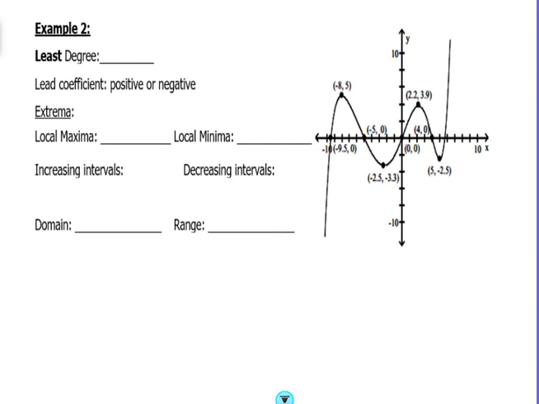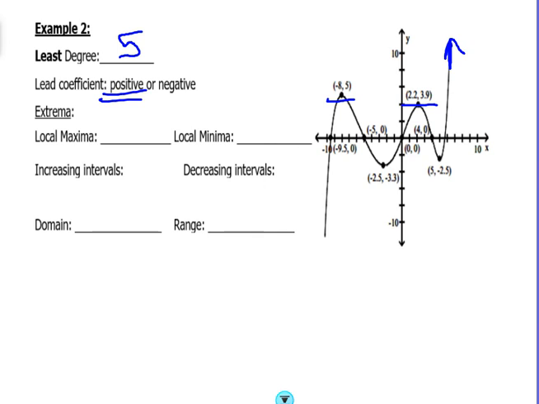Alright, look at this example. Least degree. How many times does it touch the x-axis? We're doing 1, 2, 3, 4, 5. So our least degree is 5. The right-hand side of our graph is up, so that means our lead coefficient is positive. Alright, local maximums. Our maximum here and here.